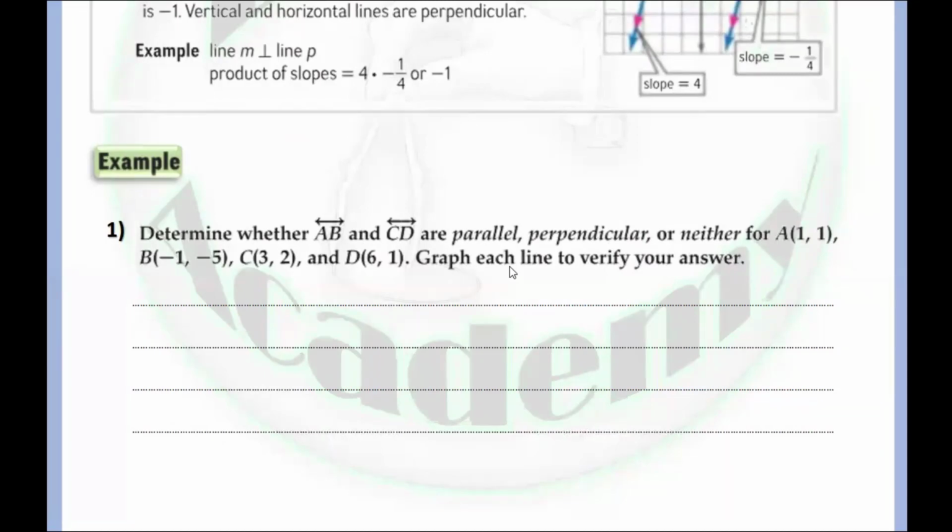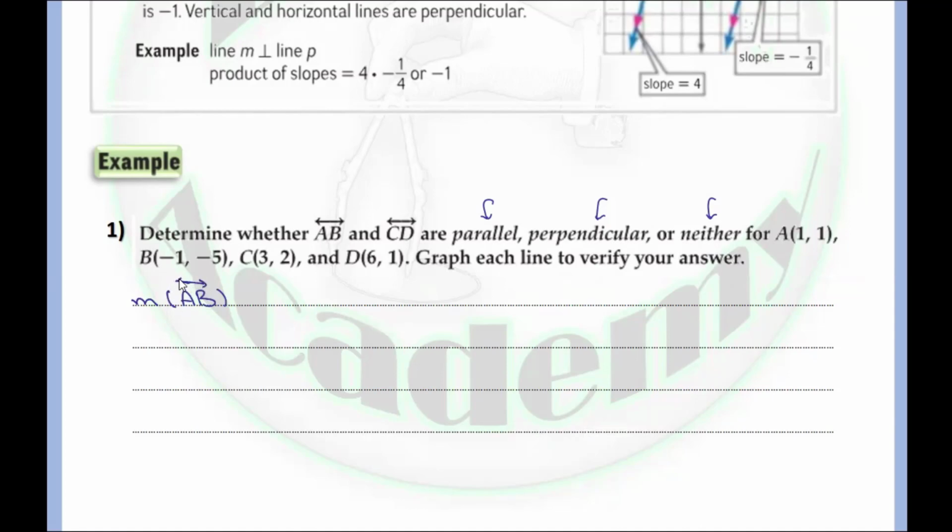Determine whether AB and CD are parallel, perpendicular, or neither, where A is (1, 1), B is (-1, 5), C is (3, 2), and D is (6, 1). How can we solve this one? At first, to know if the two lines are parallel, perpendicular, or neither, we need to find the slopes. So I will find the slope of the first line, which is AB.